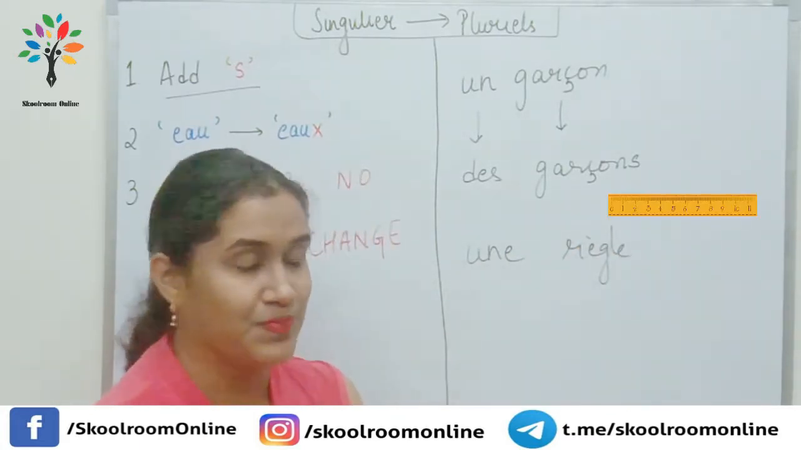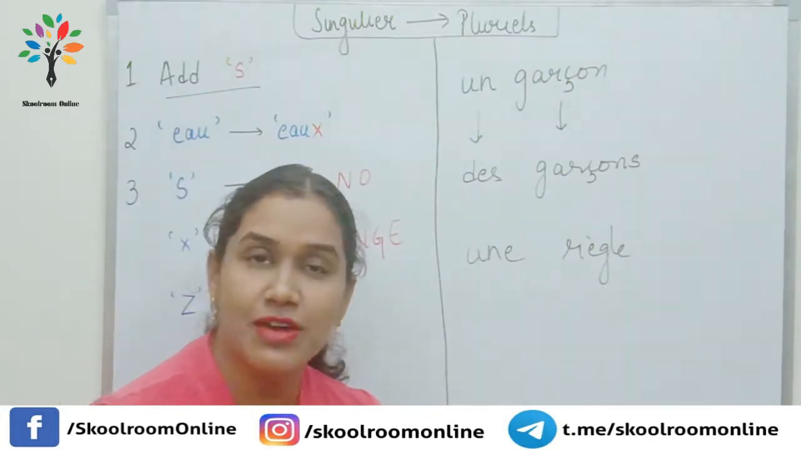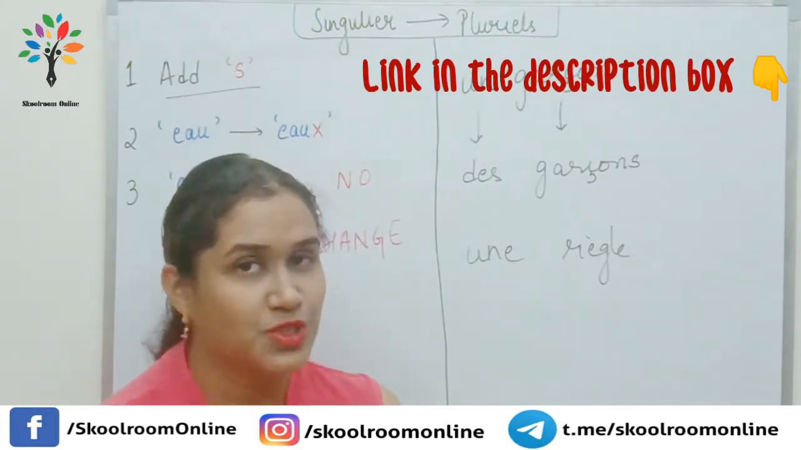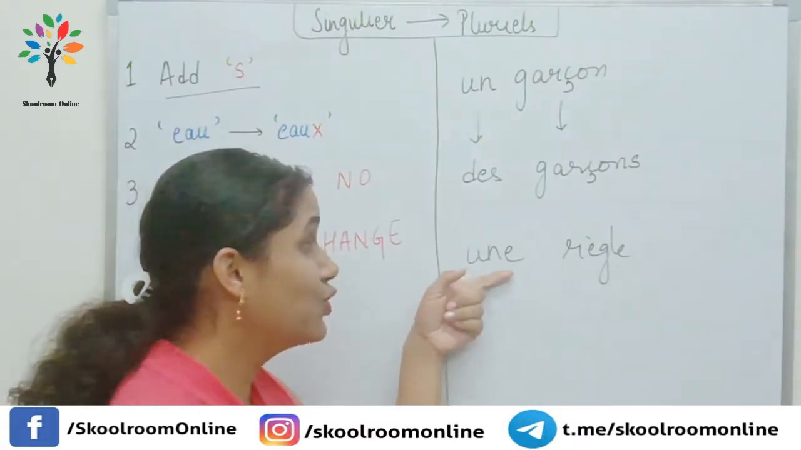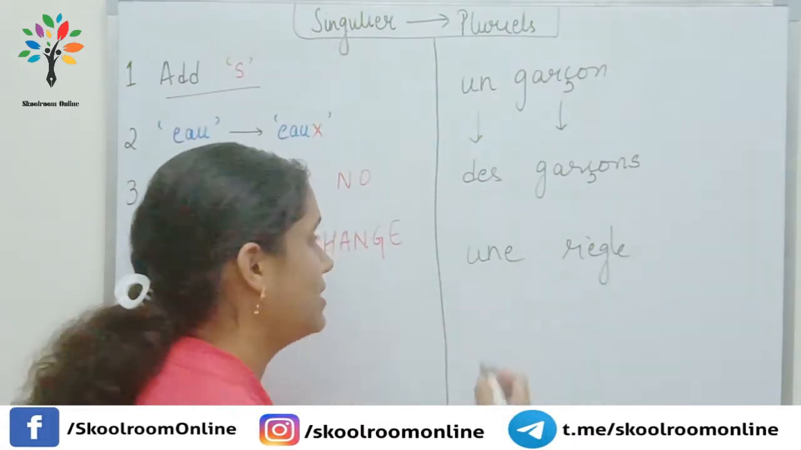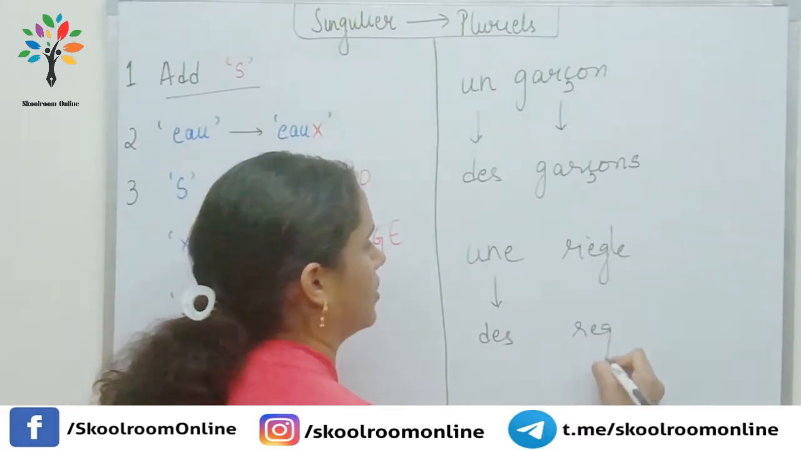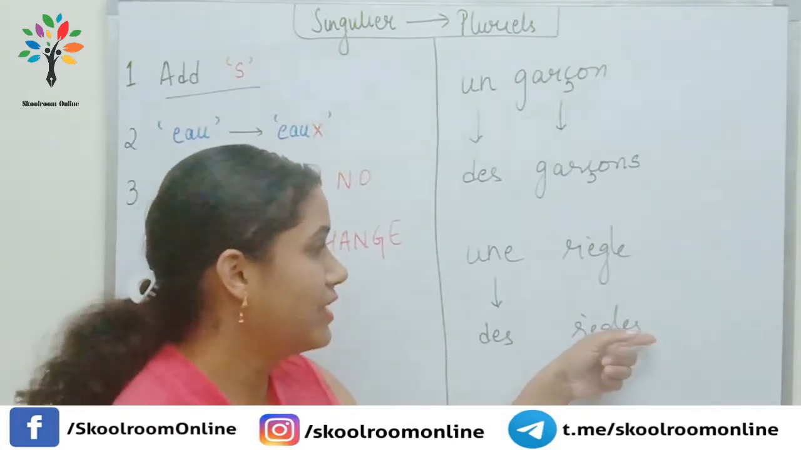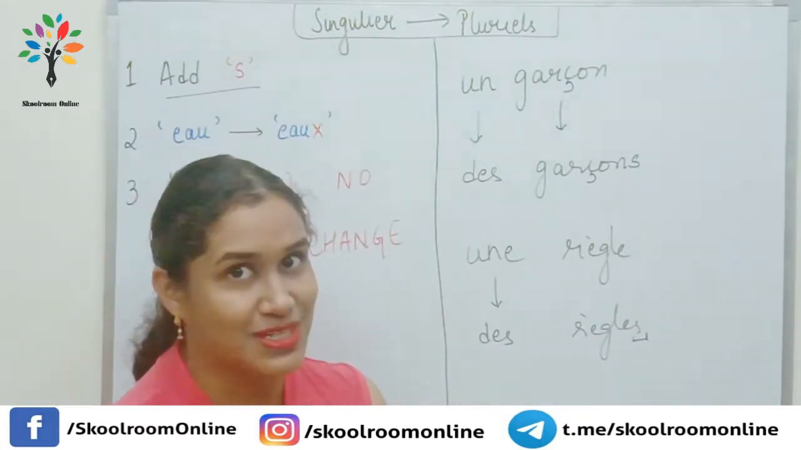Okay, let's have a look at another example. "Une règle". Well, if you have missed out on any of the nouns that we have already done, you can find the link to that video in the description box and revise them. So, "une règle", and similarly, it will change to "des règles". The S will still not be pronounced.